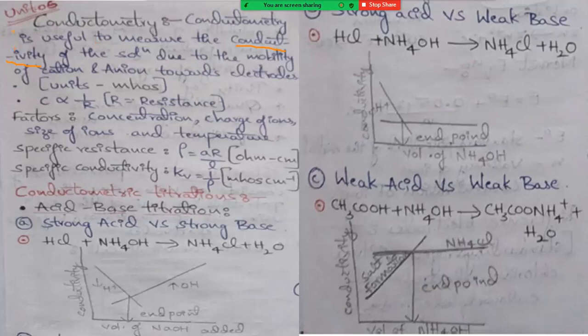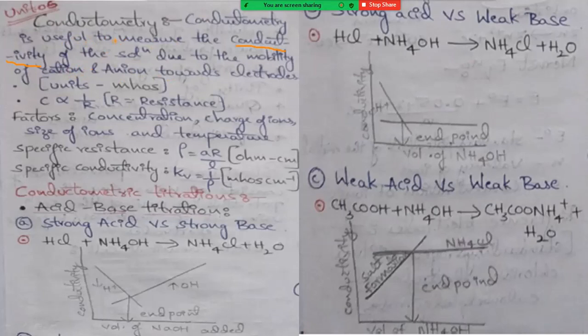Here also we are using electrodes, but this electrode is called a conductivity cell. So potentiometry, conductometry, polarography, these are all techniques which come under electrochemical methods. Today we are going to discuss all these electrochemical methods. The first one is conductometry.